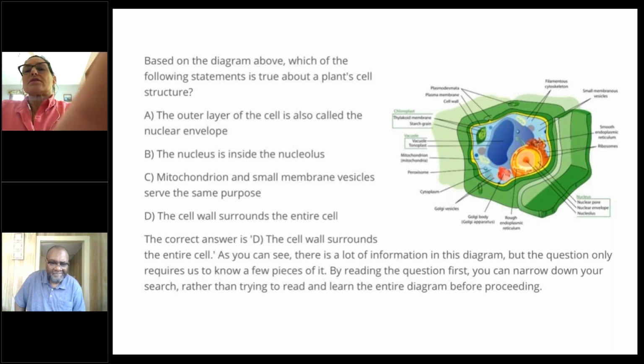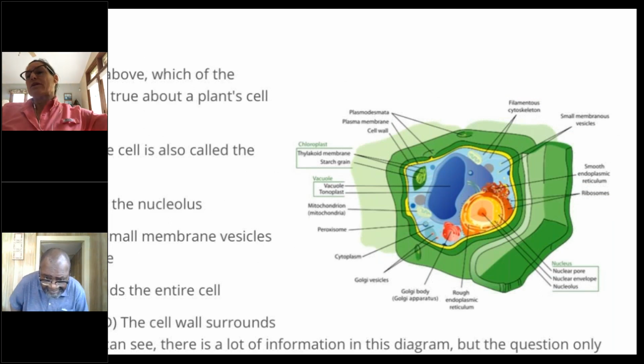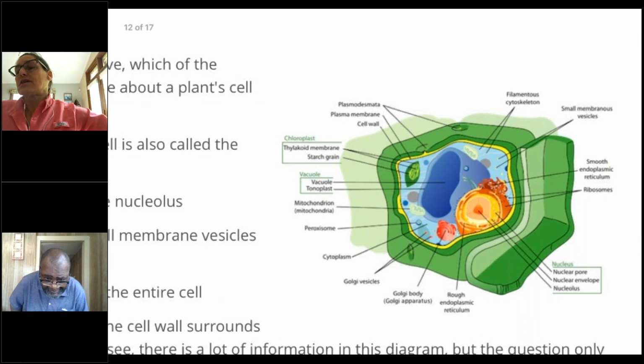So the first, see if this one's true. The outer layer of the cell is also called the nuclear envelope. So let's see. Okay, so we have to find where the nuclear envelope is of all those different labels, and I'll give you a tip. The label is in the right-hand corner. It says nucleus. That's got the nuclear envelope.